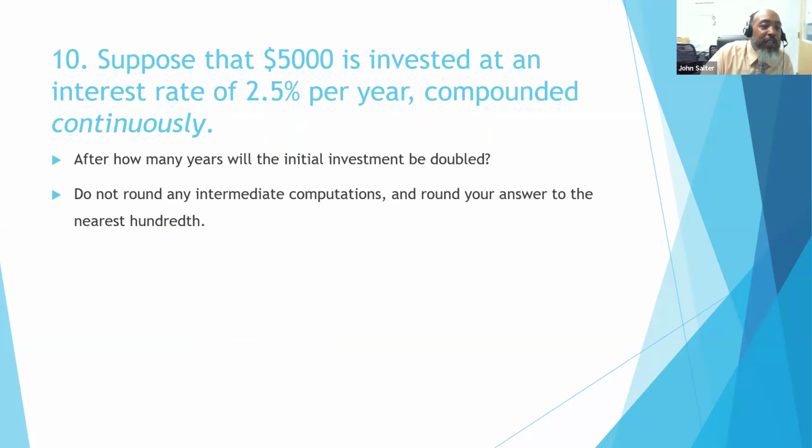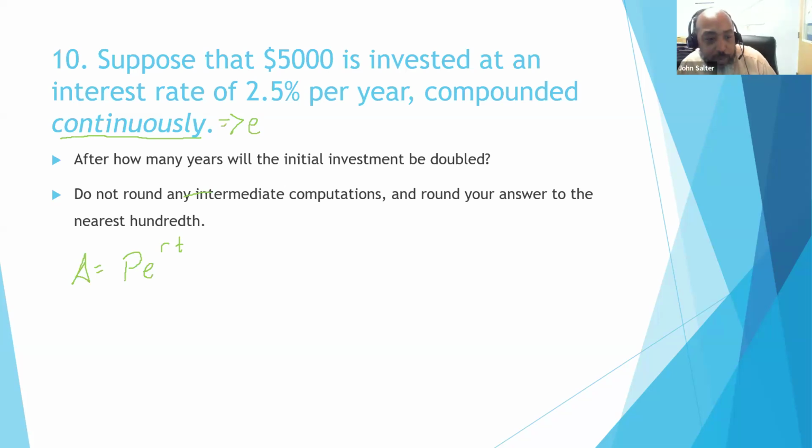Suppose that $5,000 is invested at an interest rate of 2.5% per year, compounded continuously. The word continuously is my math action word. It tells me that I need to use E. So my equation is going to be another A equals P E to the R T. The question is, after how many years will the initial investment be doubled?